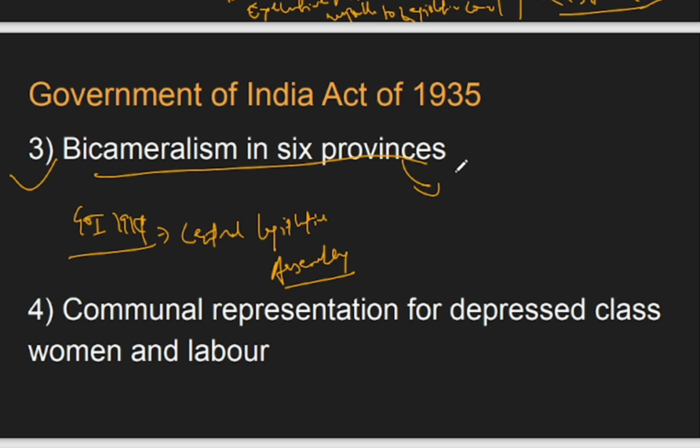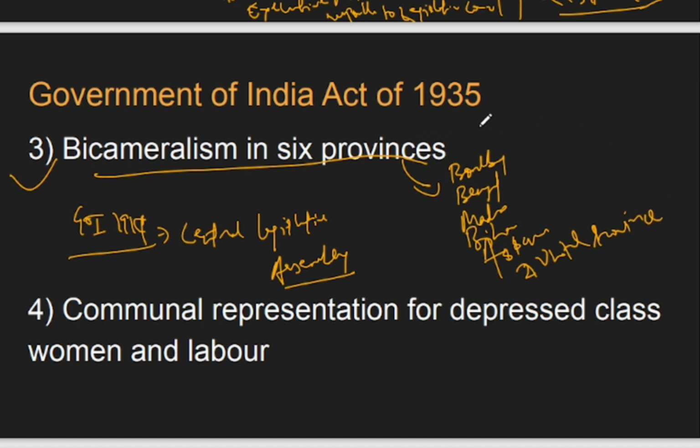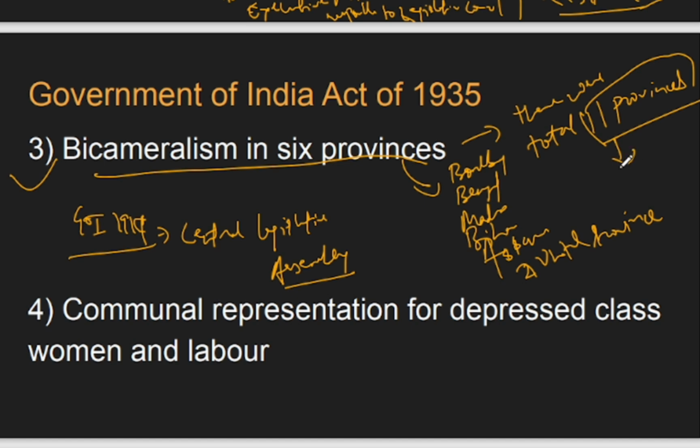bicameralism came. So the provinces were Bombay, Bengal, Madras, Bihar, Assam, and United Province, right? So in six provinces, and at that time there were a total of 11 provinces. You also need to know the total number of provinces. So out of 11, in six, bicameralism, right? So you need to know.